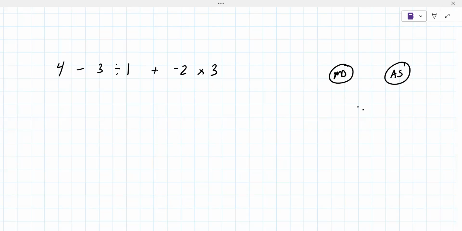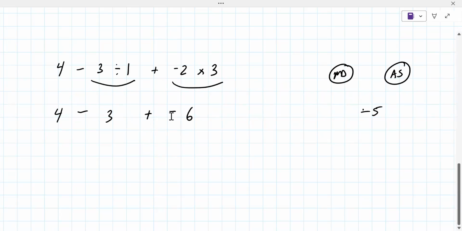-5. -5 again. All right, so what is 3 divided by 1? 3. Okay, and what is -2 times 3? -6. Okay, so a couple ways to write this. You can write plus -6, or you could just make it -6. Either is good. Now your answer is correct.